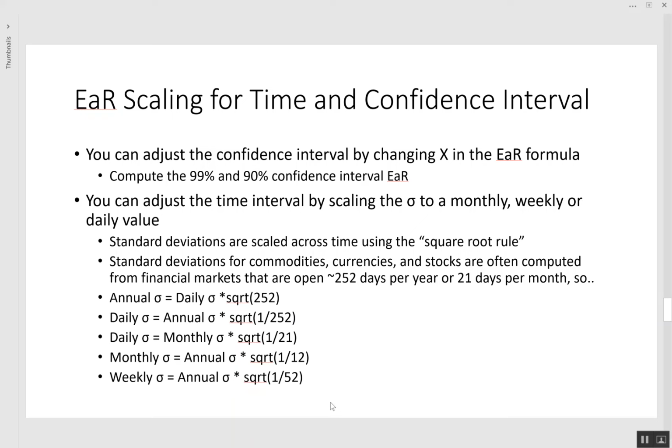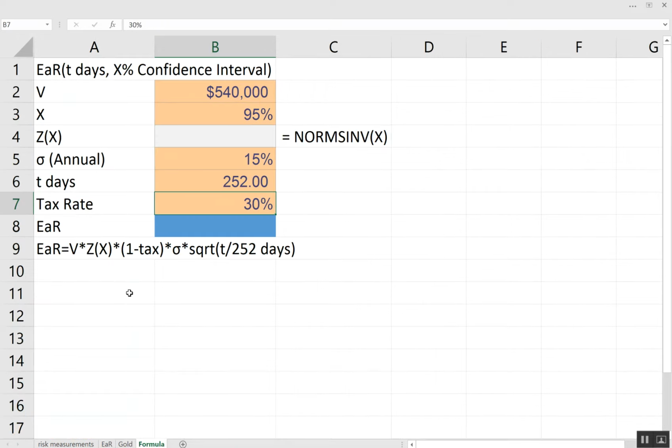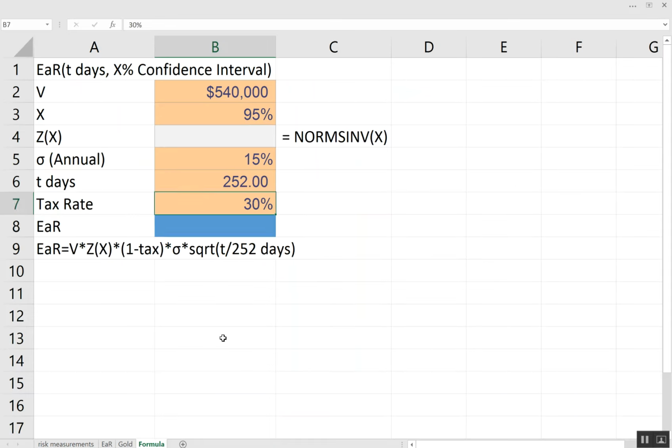That we can simply change our EAR model to calculate our exposure to a 1-week change in gold prices or a 2-year change by simply taking the standard deviation and adjusting it for time. So here's my general model I can use for EAR that accounts for this time. My EAR for T number of days, and these are business days, given an X% confidence interval is V times my Z of X times 1 minus my tax rate, right? Because I get a tax shield on losses, times my annualized standard deviation, times the square root of T days over 252.